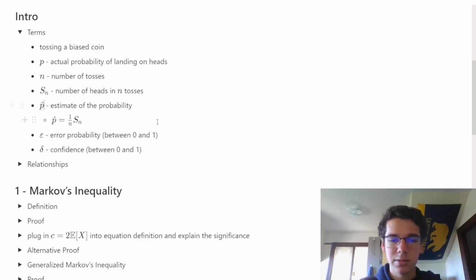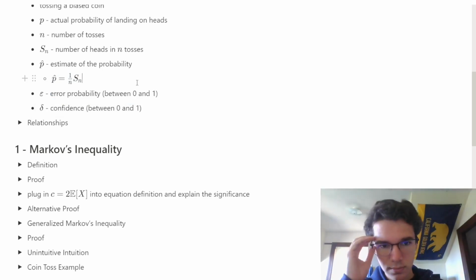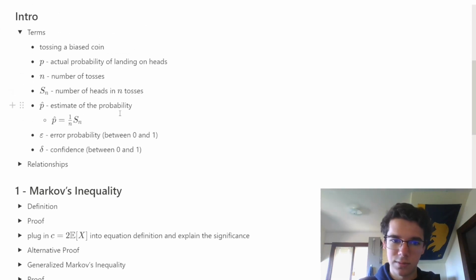In this scenario, we don't actually know what P is. So we're just going to flip the coin a bunch of times and try to figure out what P could be. That's basically what this is saying. We flip the coin N times, count the number of heads that we receive, and divide that by the number of times we flip the coin, and then we get our estimate of the probability that we land on heads. Basically, if we flip the coin 4 times and we see 2 heads, then 2 divided by 4 would be 1/2. So we estimate that our probability of landing on heads is 1/2.